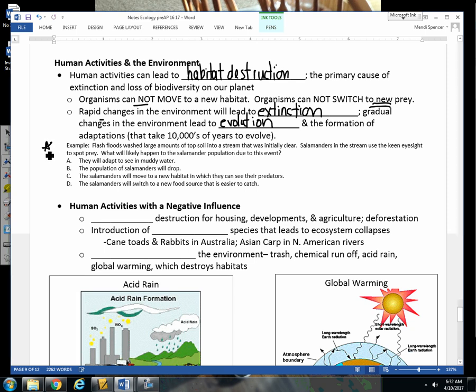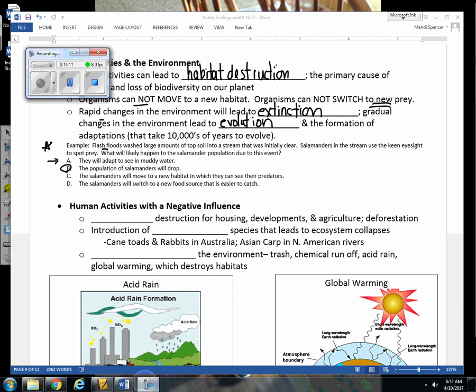We've already done a problem like this, or this exact problem. And we talked about something like a flash flood. That is a rapid change. And so sometimes I have students who have a tendency, they want to pick A, that they're going to be able to adapt, but that's evolution, and that takes hundreds, if not thousands of years to occur in a population. So this is our correct answer B. The population of salamanders is simply going to drop in this situation because they're not going to be able to find food.